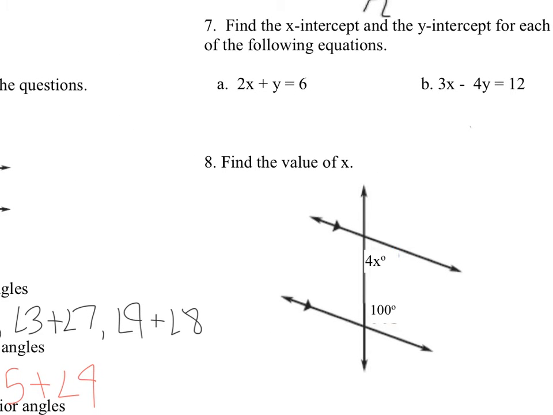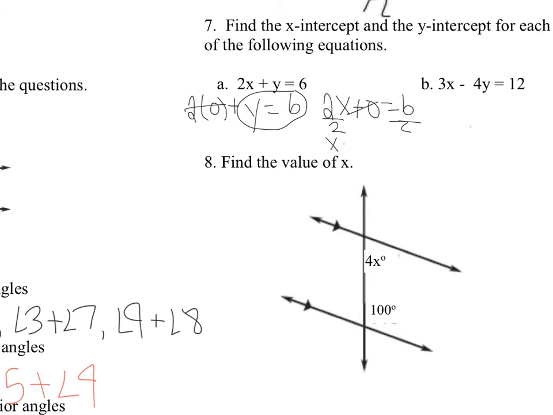You're looking here at 2x plus y equals 6. If I plug 0 in for x, that's going to find me the y-intercept. 2 times 0 cancels, y equals 6. So that's the y-intercept. Then you do the opposite. You plug 0 into y. Cancels, 2x equals 6. Divide by 2, the x-intercept is 3. That's all you got to do.